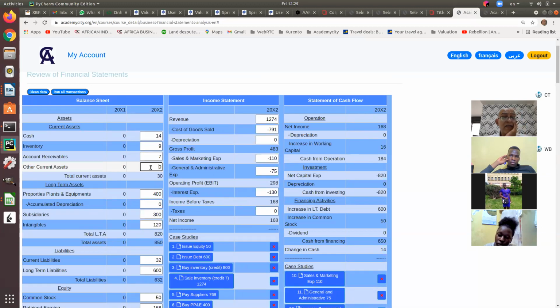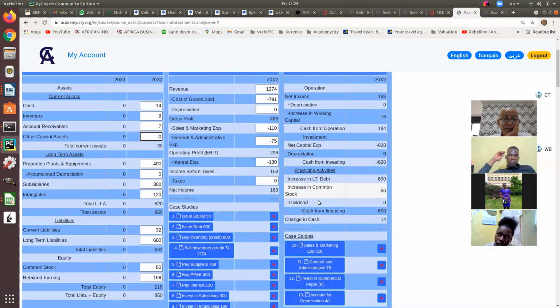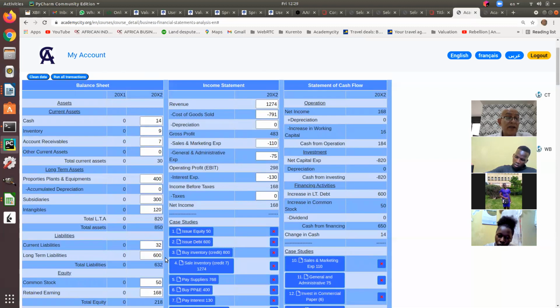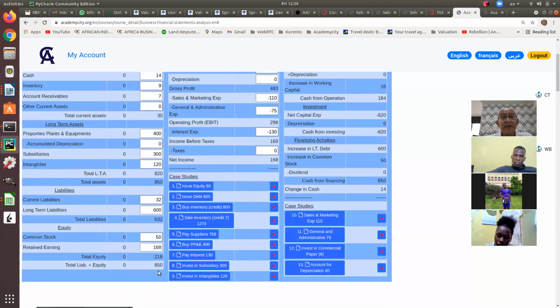You will see as we go along, it'll make more sense. For now, think about it: commercial paper is like investing or giving a loan to the US government. And therefore, my cash will go down by the amount we spent, 6. The cash will go down by 6. Other assets will go up by 6. So current assets will not change. Therefore, total assets will not change. Nothing changed in the liabilities, nothing changed in the equity. Therefore, the accounting identity is going to remain.